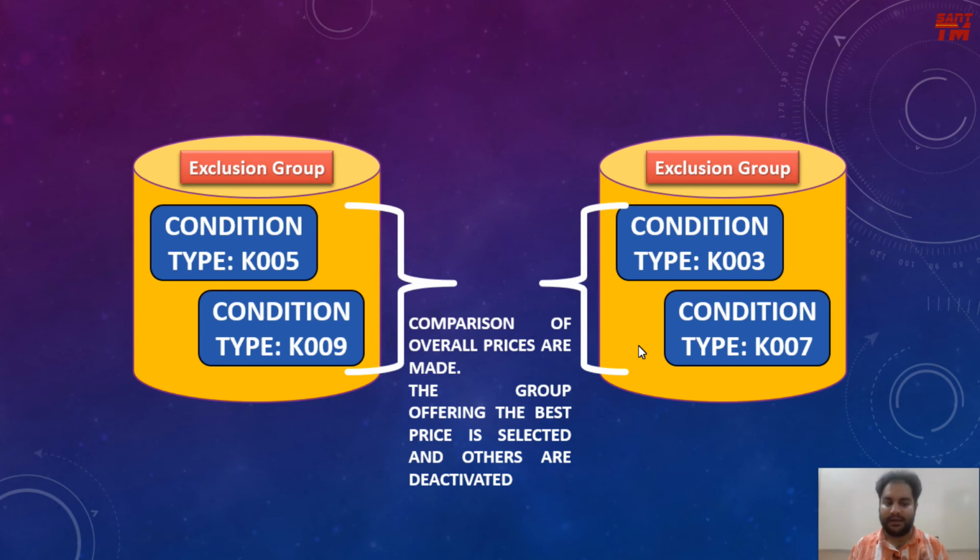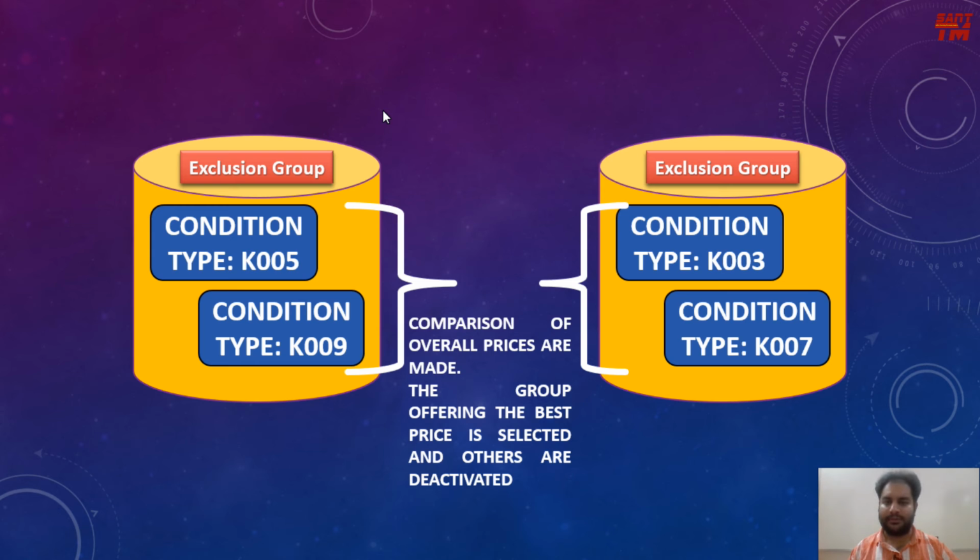In methods A and B, we selected only one condition, if you remember. But in this method C, we are selecting multiple conditions, but those multiple conditions are few out of all those existing in the SAP system. That means out of these 4 conditions, we are selecting the 2 which are in one exclusion group. The exclusion group which is offering the better price. The group offering the better price is selected and the other group is deactivated. We are selecting the whole group. Point to be noted.